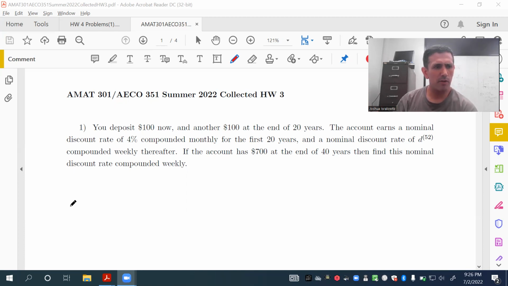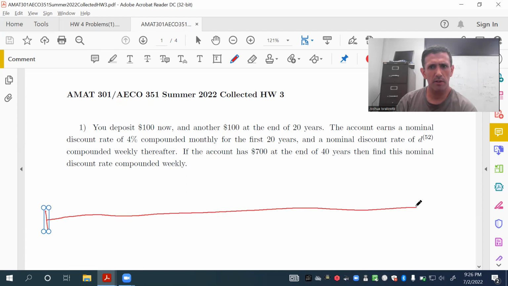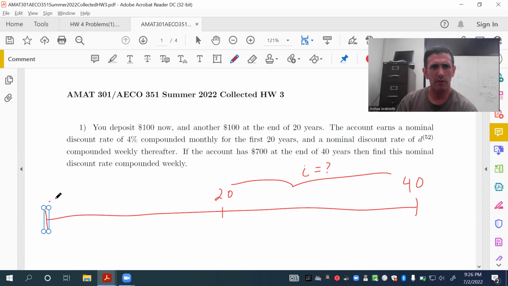But anyway, okay, so let me draw a time diagram. Not too many people are drawing time diagrams. Trust me, you'll need it soon. Okay, so for the last 20 years, we don't know what the effective annual interest rate is. For the first 20 years, let's figure it out.